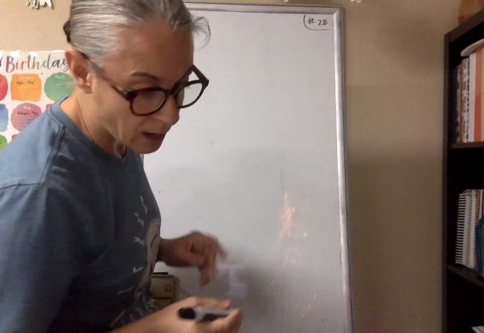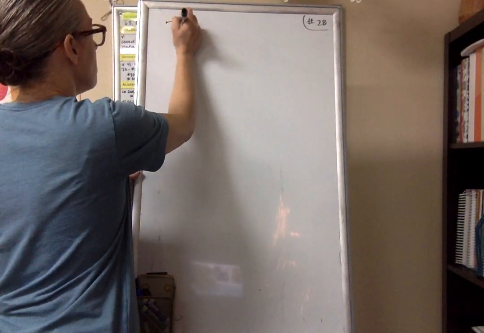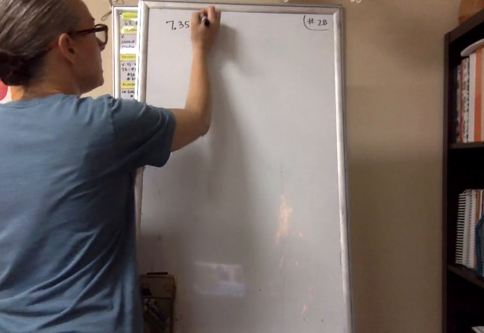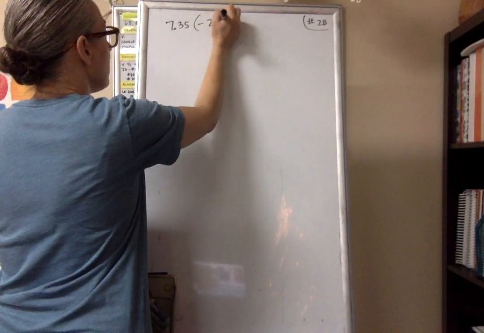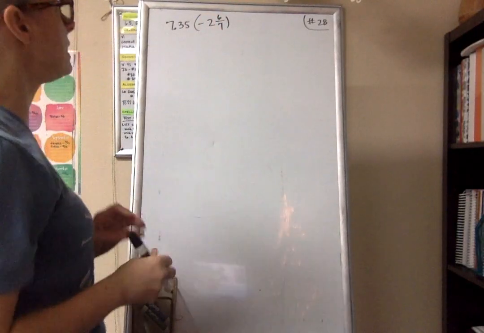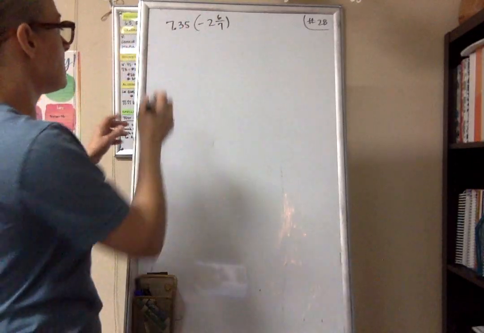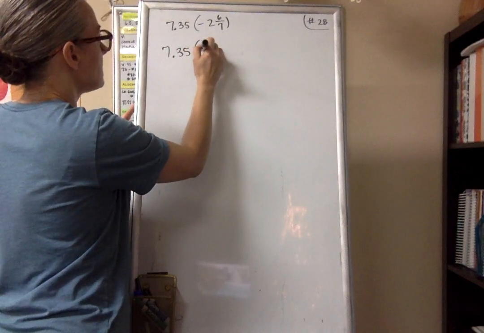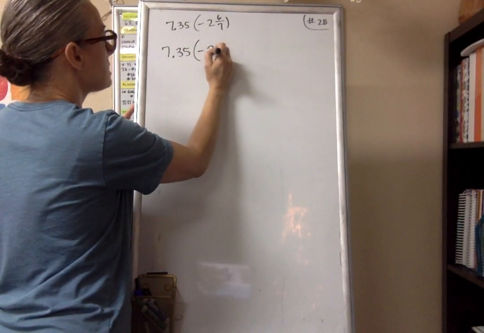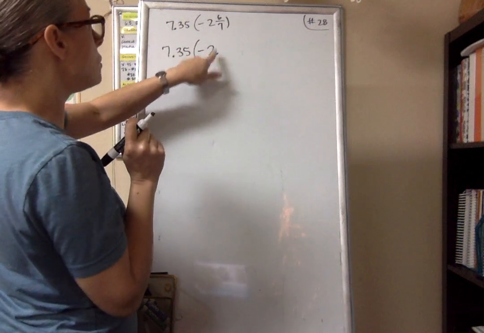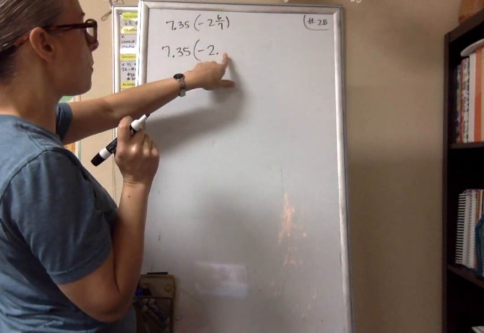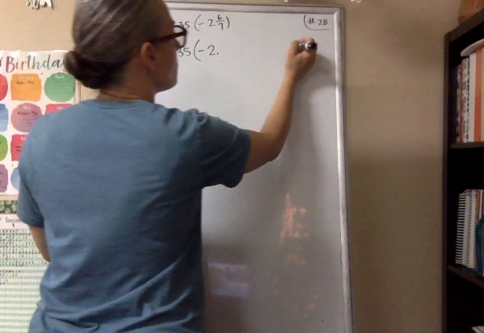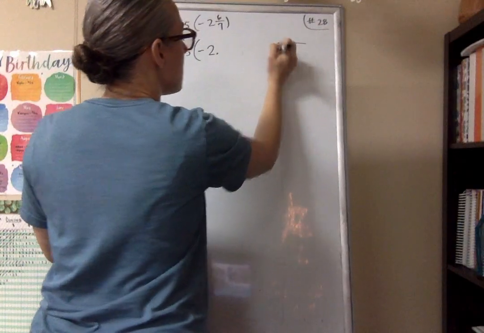And so I can rename my fraction as a decimal or rename my decimal as a fraction and go from there, right? Now the easiest way is probably going to be to rename my fraction as a decimal. So I've got 7.35 times negative 2 point, because I've got a whole number, so that's my 2, and then the 6/7, the fractional part, is going to become a decimal. I'm going to turn that fraction into a decimal by saying my numerator divided by my denominator.